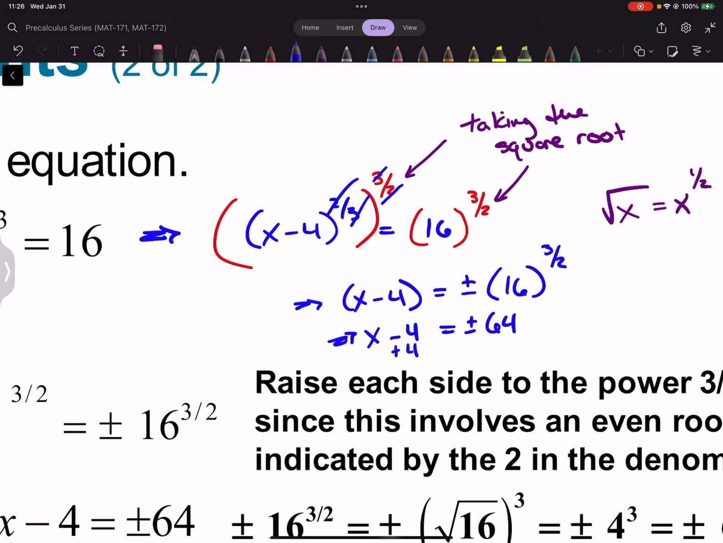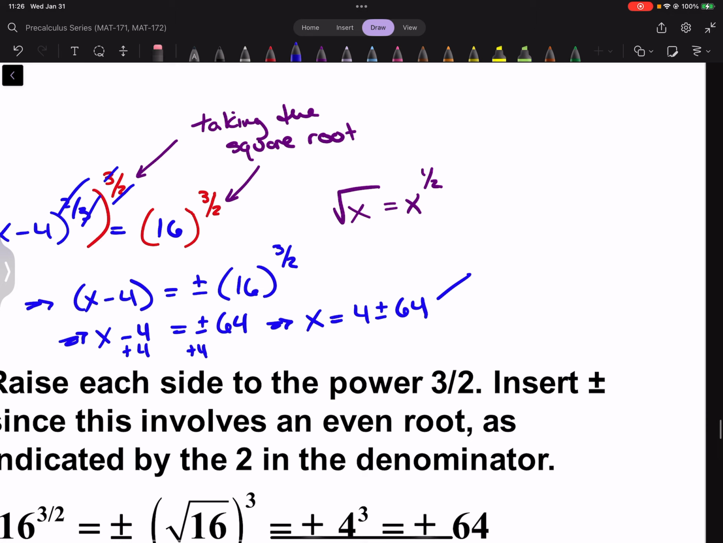So now I add 4 to both sides. x equals 4 plus or minus 64. So you know those are going to give you 2 proposed solutions, which I will allow you to plug in and see if you get the correct answer. You get 4 plus 64, which is 68, and you get 4 minus 64, which is negative 60. So I'm going to leave it up to you to check these.